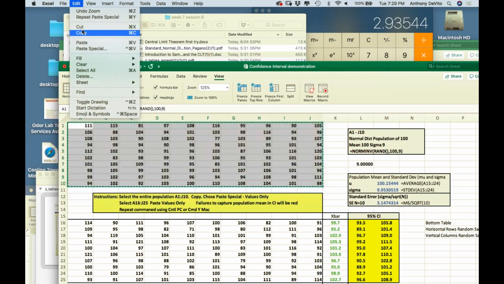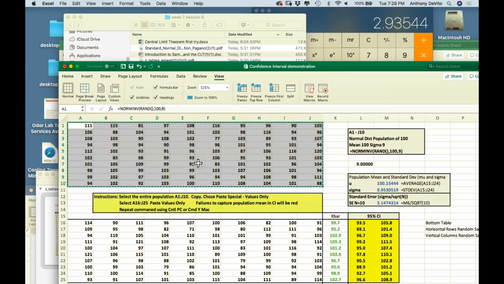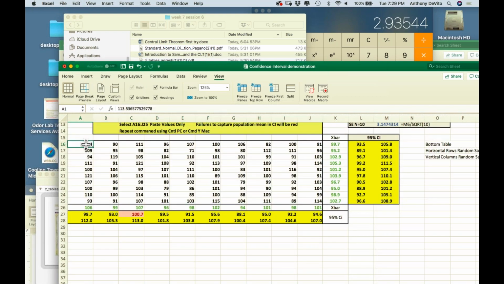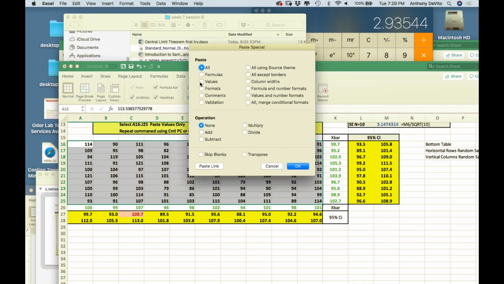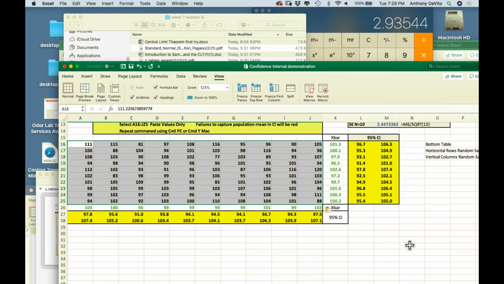I'm going to copy, go back down there and paste those numbers in as values, not as formulas. Paste special, and I tell it to only put the values in. When I click OK, it does a whole new set of calculations. This time I didn't miss it at all. 20 out of 20 times I got confidence intervals that had the true population mean between them.